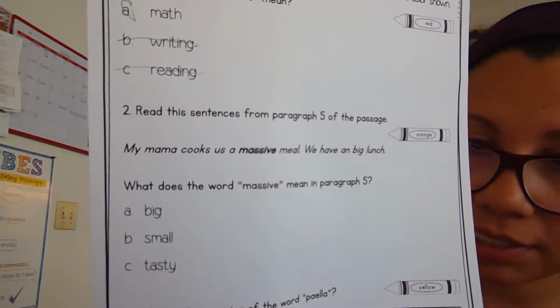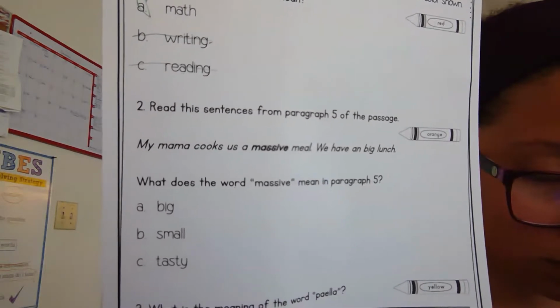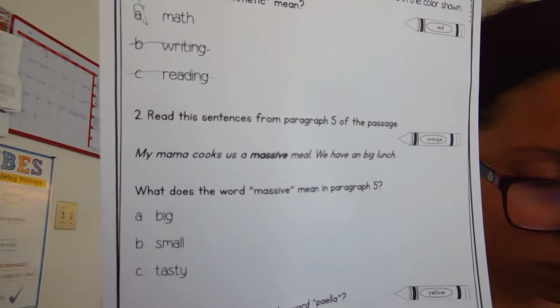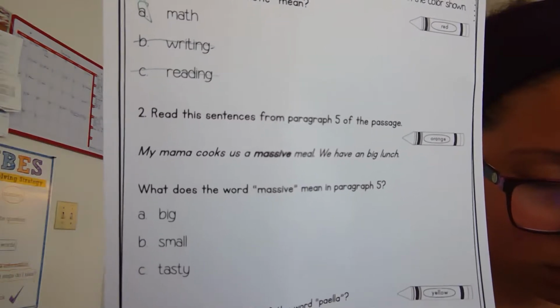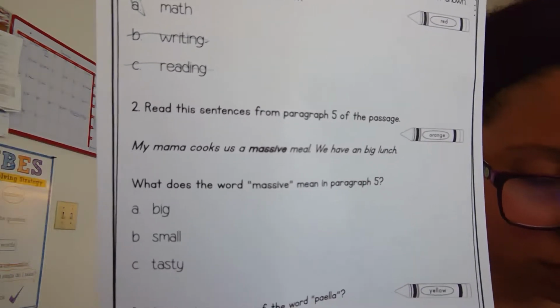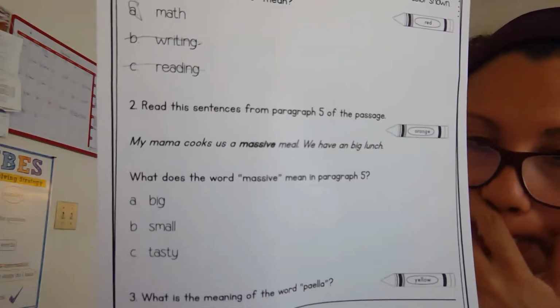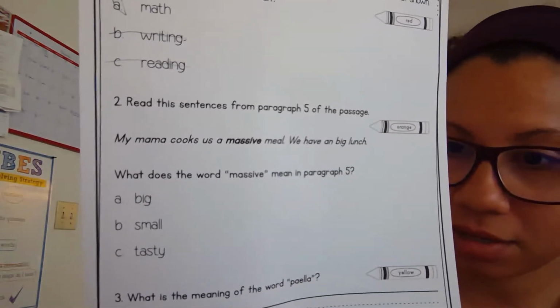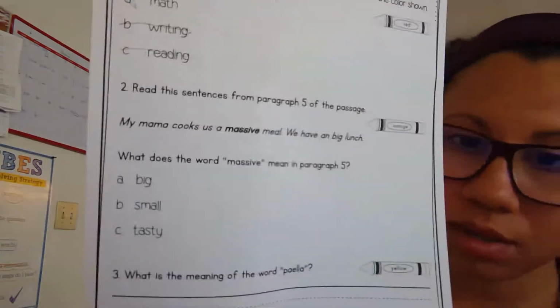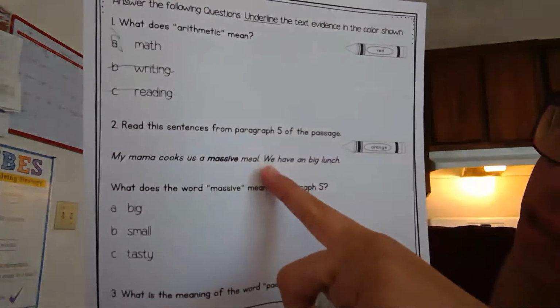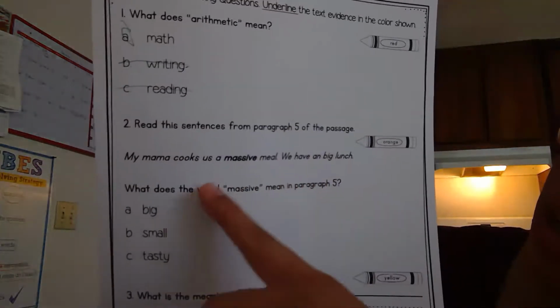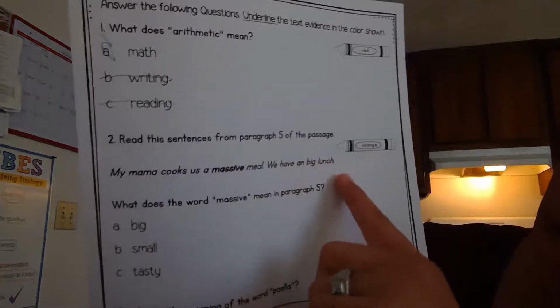I see Ryan's, I see Aaron's, I see Brenda's, and I agree. It does mean big, and we can tell because right after, again, the author gives us the definition. We have a big lunch, so massive must be a synonym for big. So I'm going to circle that one. All right.